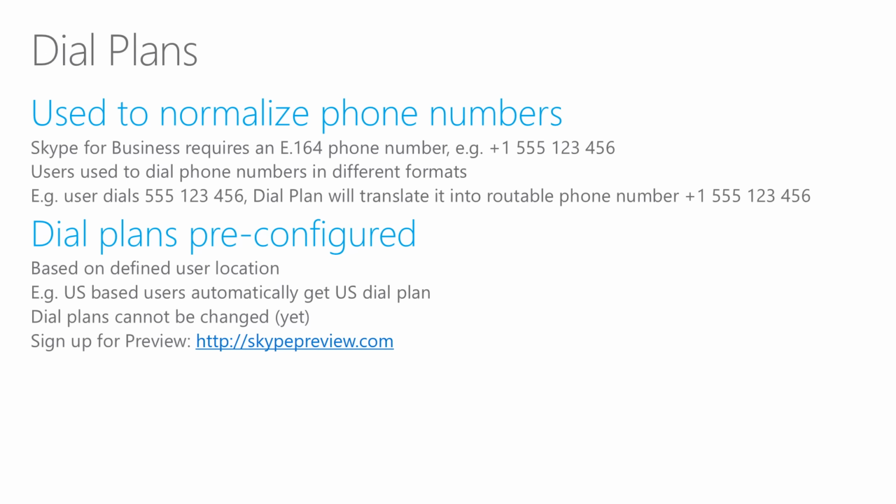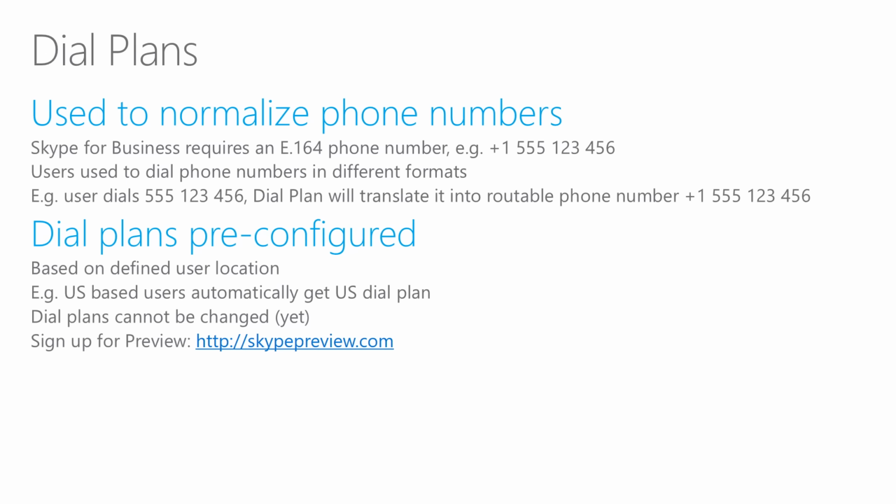555-123-456. Now, Skype for Business uses a dial plan to normalize this phone number to a full E164 phone number, including the plus with the country code. So the phone number is normalized to +1 555-123-456, and now Skype for Business can route this phone number correctly.